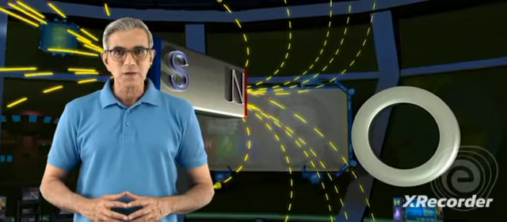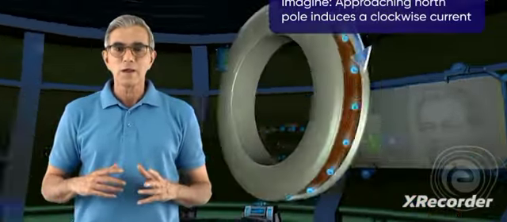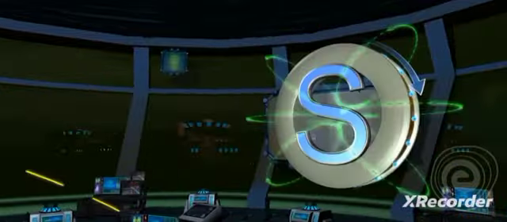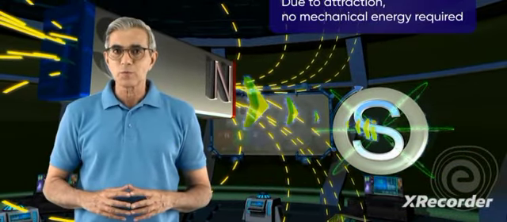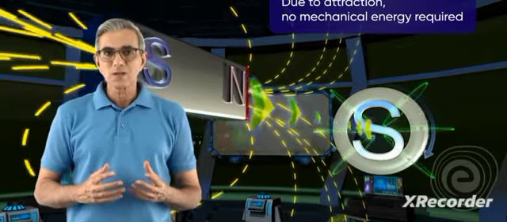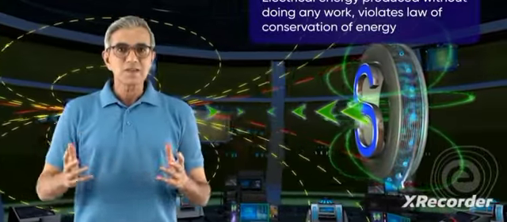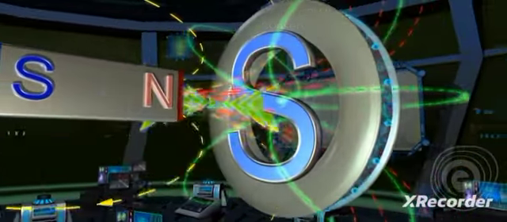To verify the above statement, imagine for a moment that the north pole of a magnet approaching the coil induces a current in the coil in the clockwise direction. As a result, the end of the coil facing the magnet becomes the south pole. Then, due to inherent attraction between the unlike poles, the magnet would be automatically pulled towards the coil without the expenditure of any mechanical energy. It means electrical energy can be produced without doing any mechanical work. That violates the law of conservation of energy.